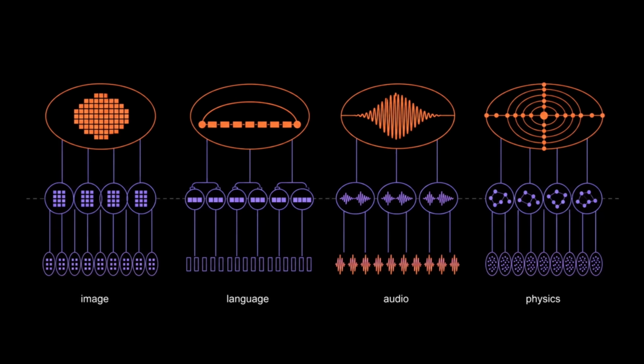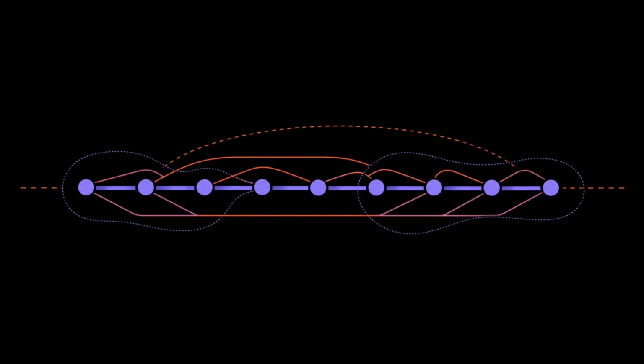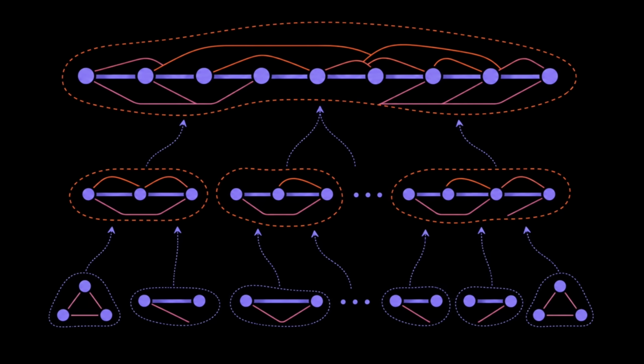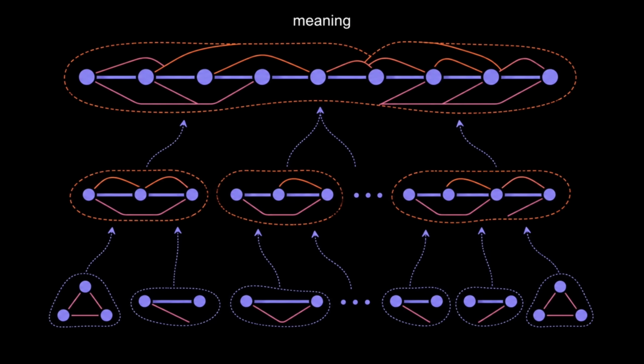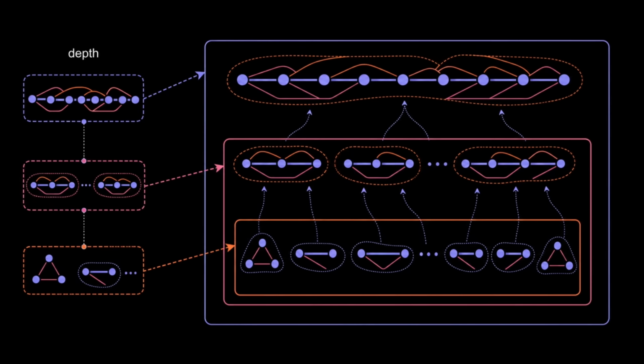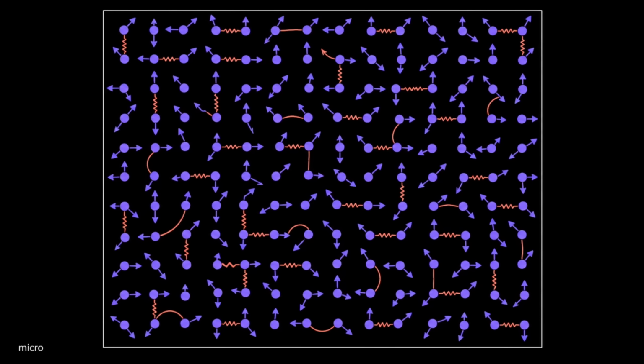Images do. Language does. Audio does. Physical systems do. Nearby things tend to be more strongly related than distant things. Small patterns combine into larger ones. Local regularities support global meaning. Depth is a sequence of zoom levels rather than just extra computation stacked for no reason. This is very close to how physicists think when they study systems with huge numbers of interacting parts.